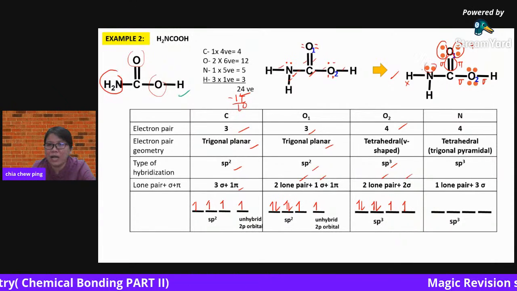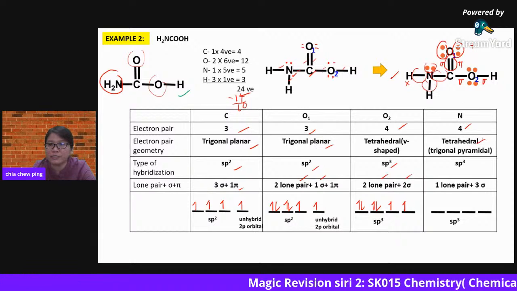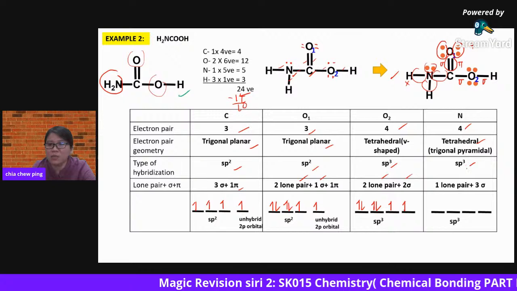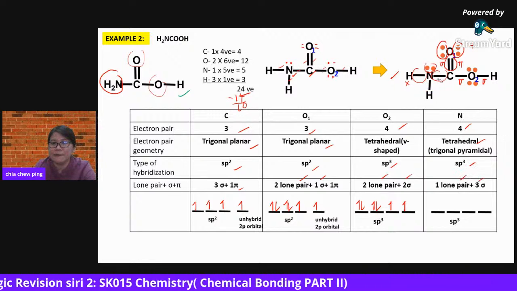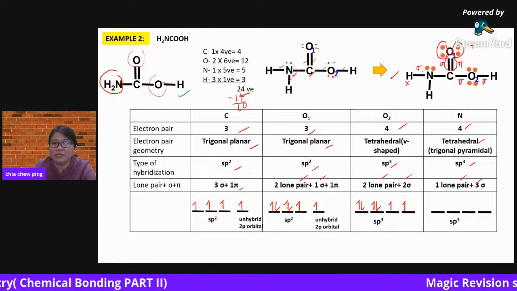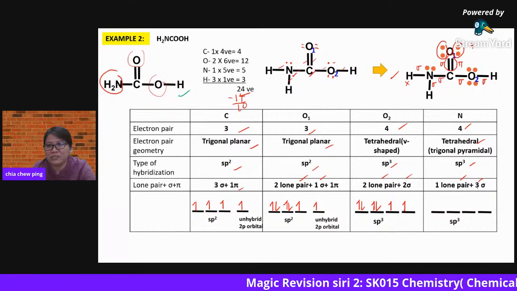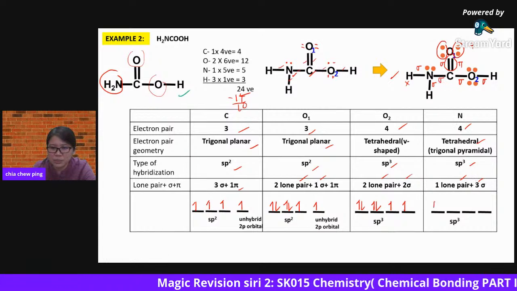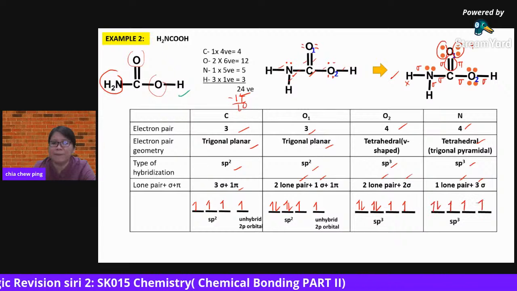Okay, last one is N. N has 1, 2, 3, 4. So 4 electron pairs, tetrahedral, sp3. So 1 lone pair and 3 sigma. So how you get the sigma is: sigma, sigma, and sigma. That's why 1 lone pair and 3 sigma. So make sure the answer you get is 1 lone pair and 3 unpaired electrons.